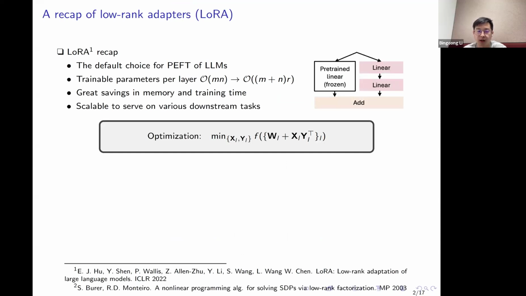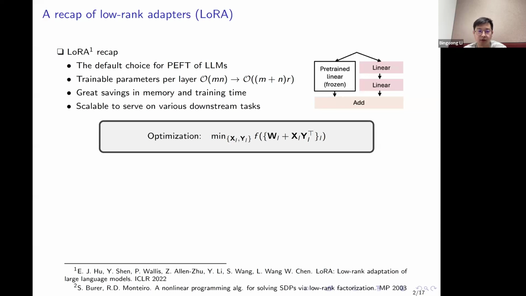Suppose that we have a specific linear layer of size n by n. When fine-tuning this layer, I freeze it, and then add two smaller linear layers of size n by r and n by r on top of it. When fine-tuning, I only tune the added layers. In this way, I can reduce the trainable parameters from n by n to n plus n multiplied by r. When r is small, I get great savings in memory and training time. This is the idea of LoRA.